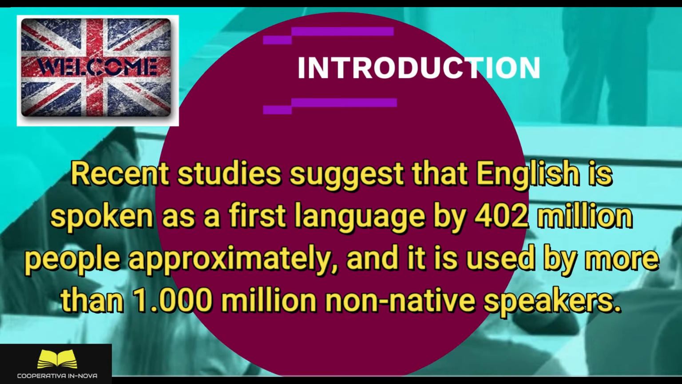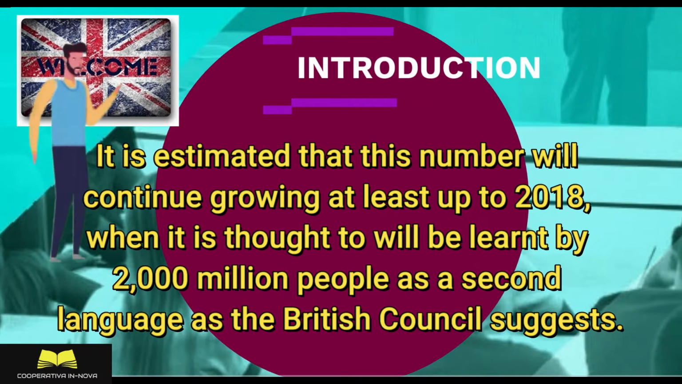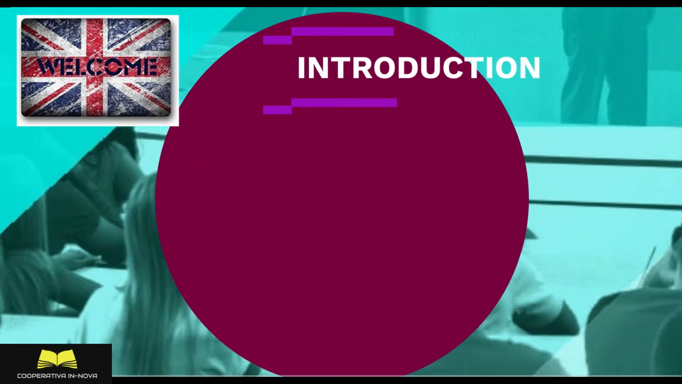Recent studies suggest that English is spoken as a first language by 402 million people approximately, and it is used by more than 1,000 million non-native speakers. It is estimated that this number will continue growing at least up to 2018, when it is thought that it will be learnt by 2,000 million people as a second language, as the British Council suggests.